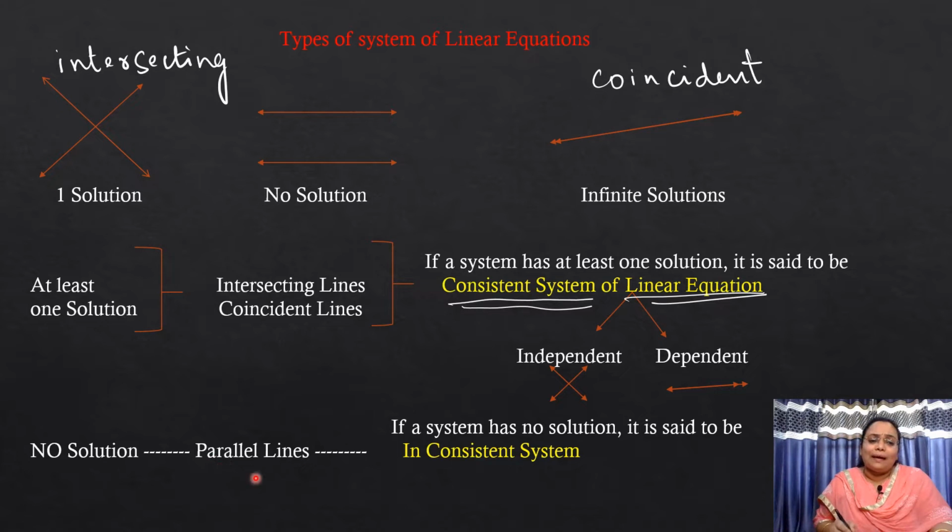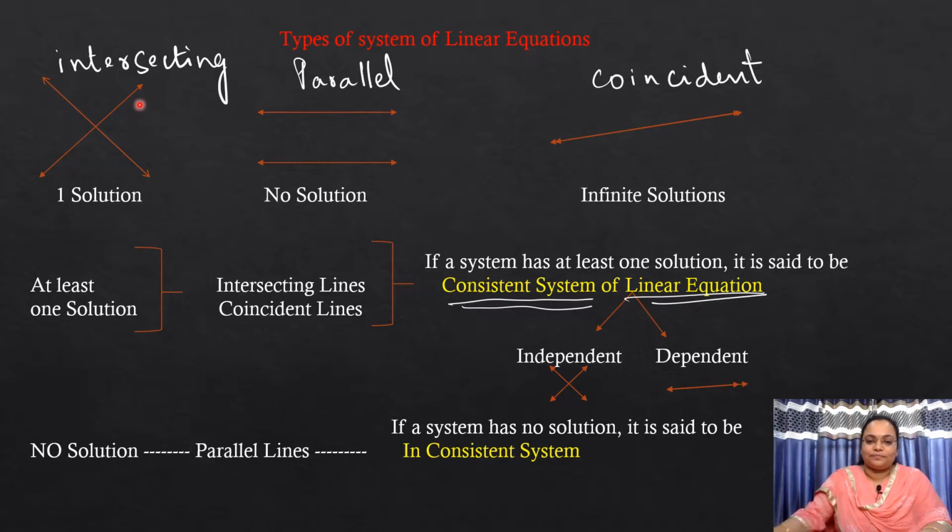So what about the parallel lines? This is the parallel lines. So the parallel lines come under, okay, inconsistent system. Okay. So if the system has at least one solution, it is said to be a consistent system. If the system has no solution, okay, it is said to be an inconsistent system. So parallel lines come in inconsistent system.